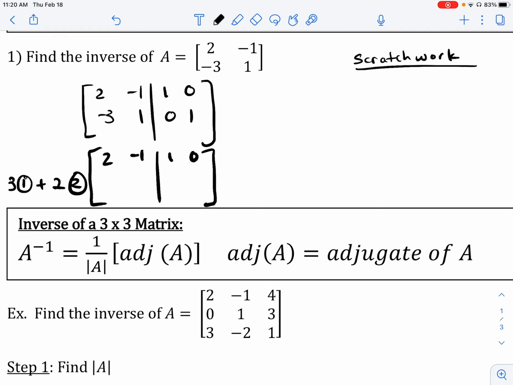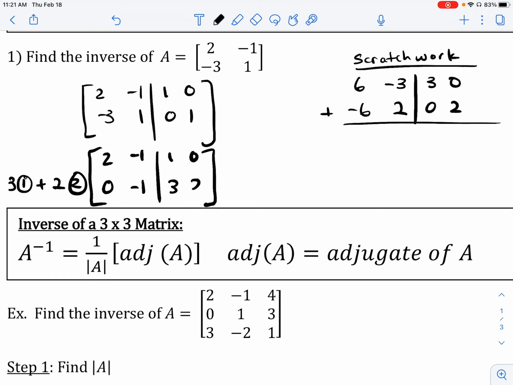If we multiply the first row by 3, that gives me 6, -3, and then the values on the other side will become 3 and then 0. If I multiply my second row by 2, that gives me -6, +2, and then 0 and +2. Now, when I add these up, this is just scratch work, so I'm not too concerned about the notation. My result should be 0, -1, 3, and 2. You'll notice that the values on this side of the matrix changed. So we're getting closer to writing this as an inverse matrix.